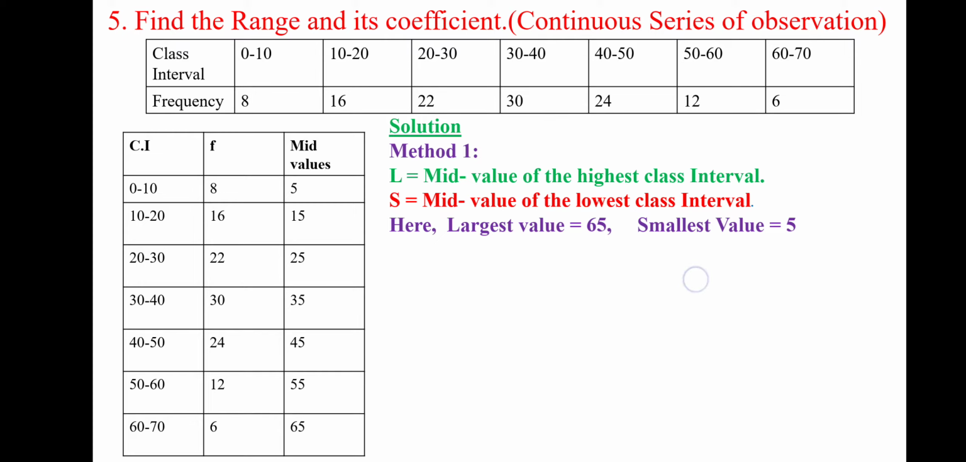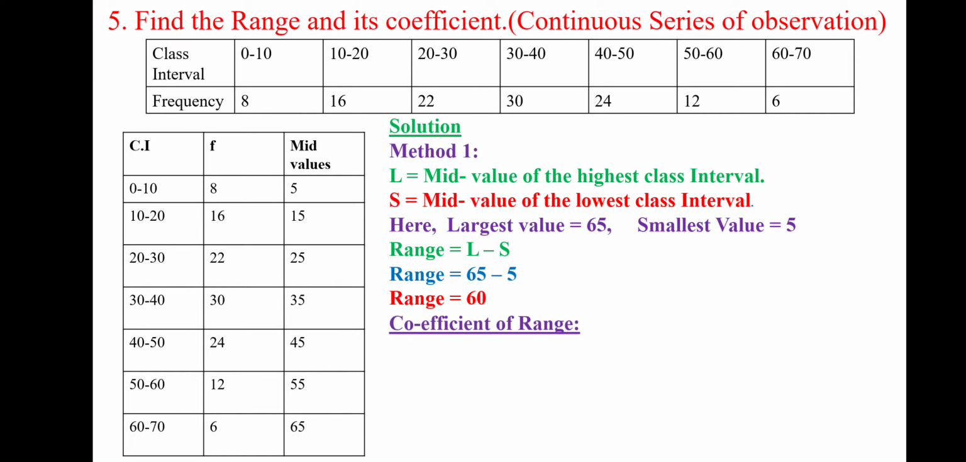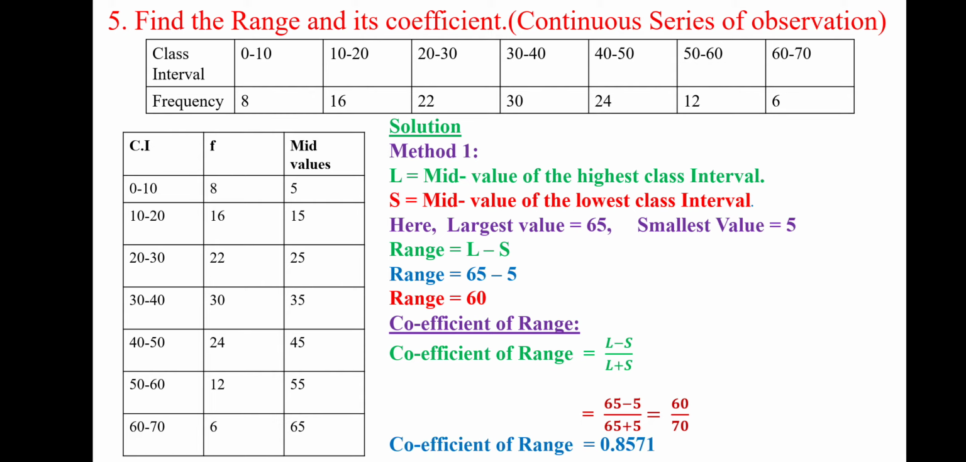So we get the largest value 65 and the smallest value 5. We can use the formula range equals L minus S. Substitute 65 minus 5, so 60. Coefficient of range is L minus S divided by L plus S, so 65 minus 5 divided by 65 plus 5, that is 60 divided by 70. Simplifying, you will get 0.8571. So this is the way we find the range and coefficient of range of a continuous series of observation.